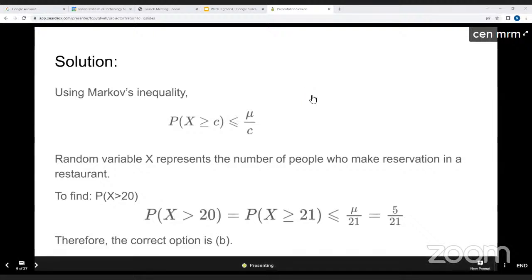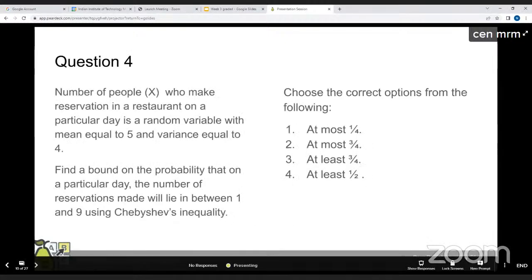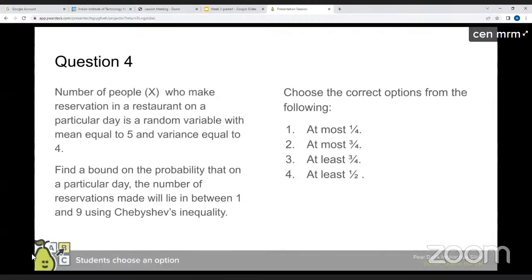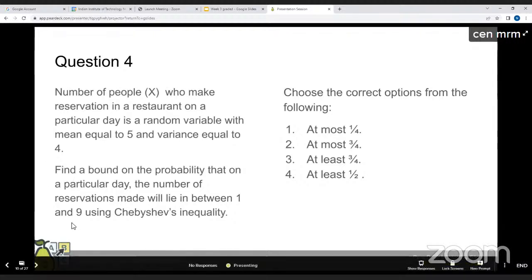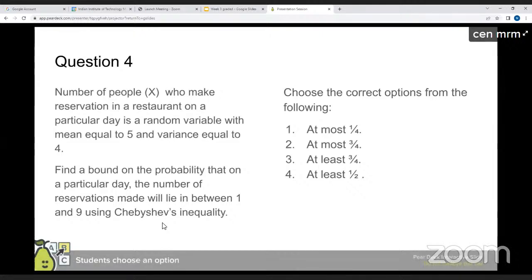So we'll move to the next problem. It's the same continuation from the previous one, but in this case, you have to find a bound on the probability using Chebyshev's inequality. So what do you have to find exactly here? Look at this last sentence. It says, find a bound on the probability that on a particular day, the number of reservations made will lie between 1 and 9. So you have to find the probability that X lies between 1 and 9, using Chebyshev's inequality.